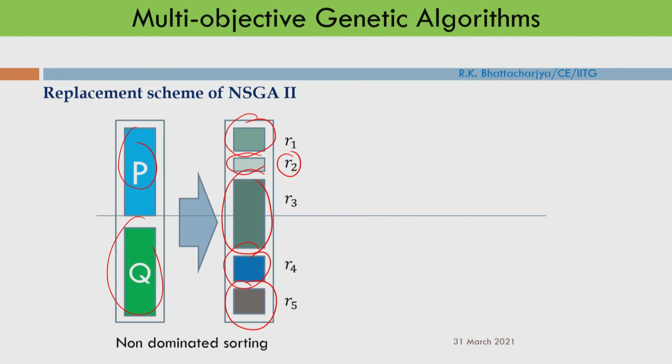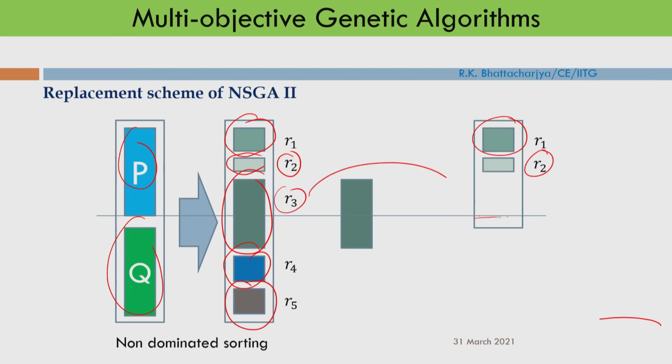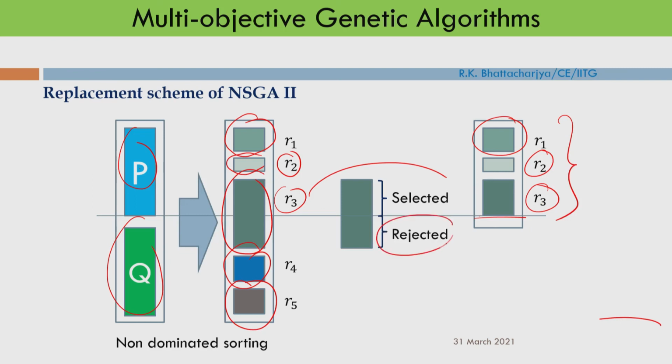In this case, after the non-dominated sorting, we select all rank 1 solutions, then rank 2, and then suppose we cannot take all the rank 3 solutions because there is no space. So the solutions will be selected based on the crowding distance. The solutions with the larger crowding distance will go to the next generation, and the other solutions will be rejected based on the crowding distance.